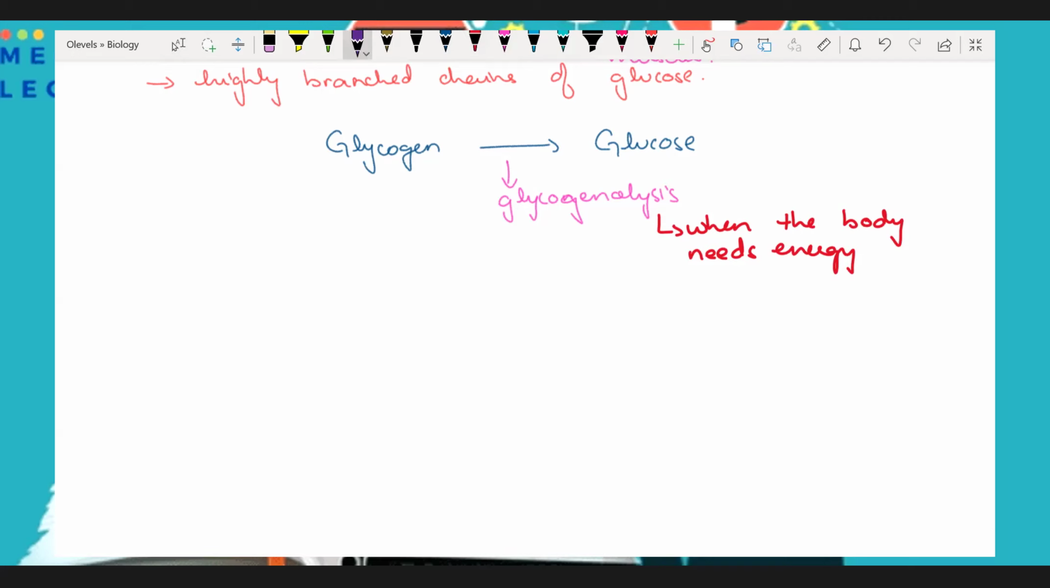And also this glycogen, you can say it is not very soluble in water. You can say it is less soluble in water, right? Then we can move on to the starch.